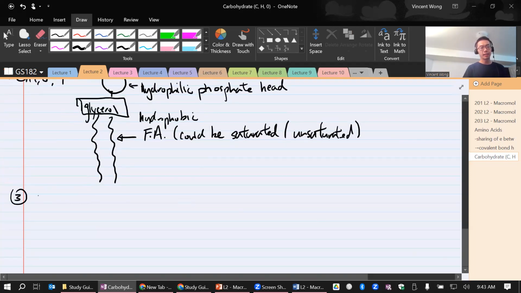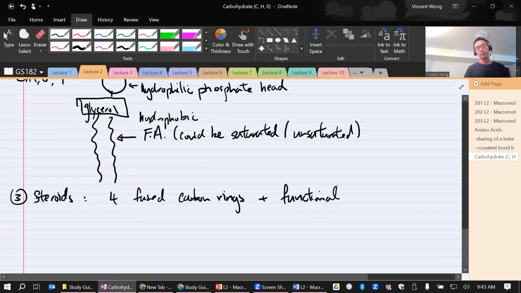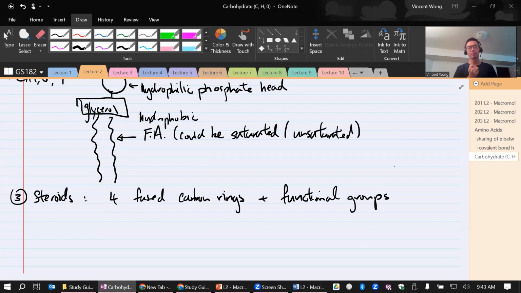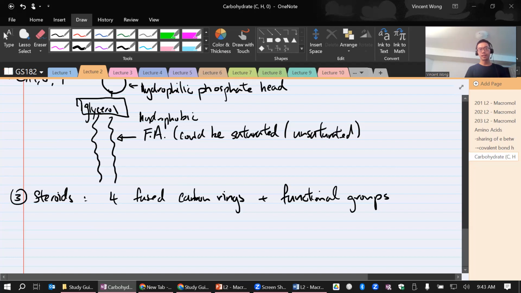And then there's steroids. You would know it's a steroid because it has 4 fused carbon rings plus some functional group, right? You don't have to know what the functional groups are called. They're just like add-ons that you put on the rings and it gives them special properties. All right. That's that. In terms of functions, what do we need steroids for? They are also part of the cell membrane.